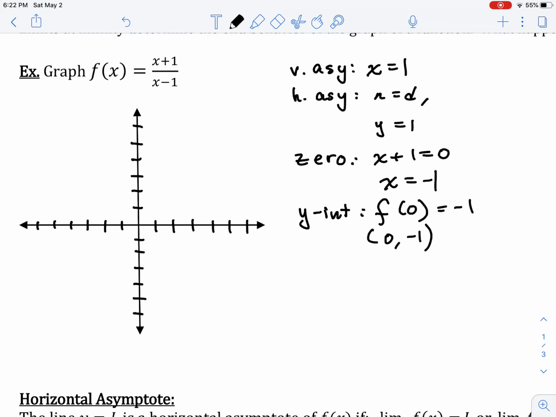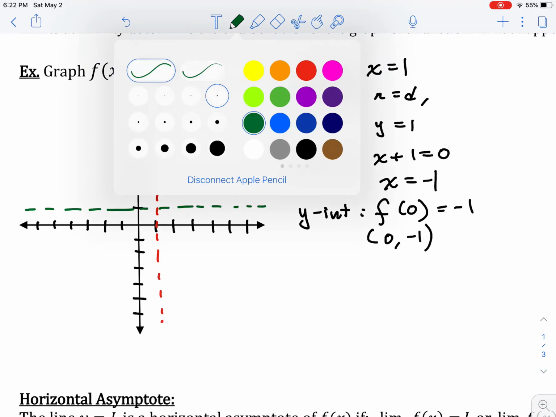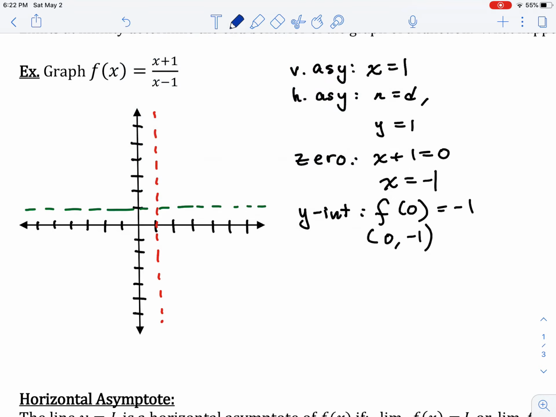So we're going to take this information and graph it. First things first, let's graph our vertical asymptote. That's where x is equal to 1. And next, let's graph our horizontal asymptote. That's where y is equal to 1. And finally, let's graph any zeros. So we got x is equal to negative 1. That means we have a point at (negative 1, 0). And we have a y-intercept at (0, negative 1). So we've got a point here.